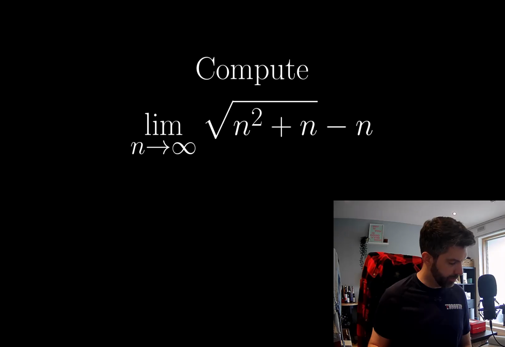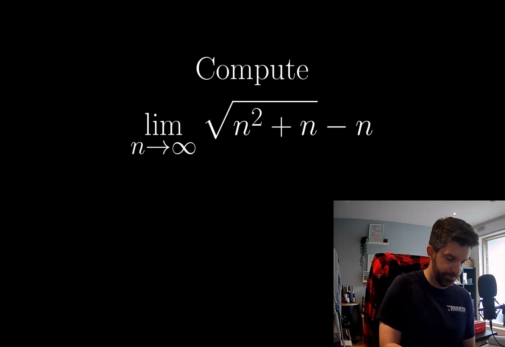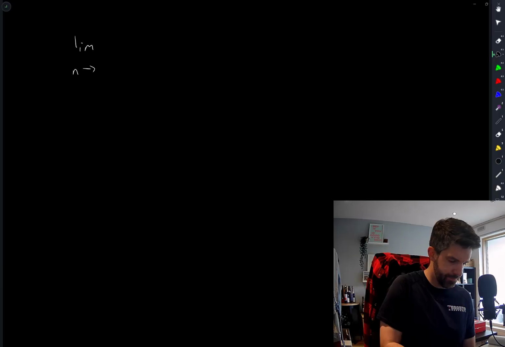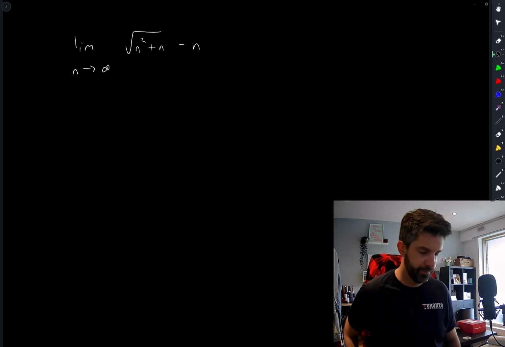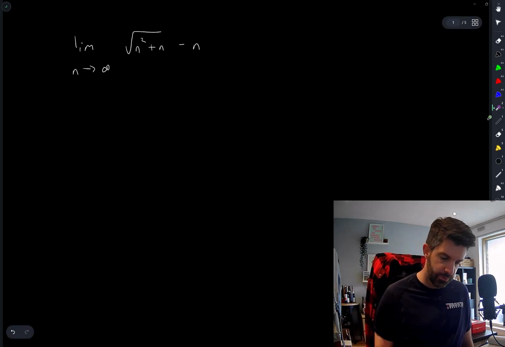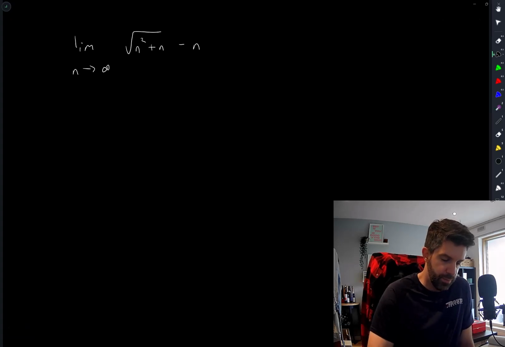Compute the limit as n approaches infinity of the square root of n squared plus n minus n. Okay. When you first look at this, you might think that the limit is 0, but I know for things that look like this, that's not necessarily the case. But I don't remember what the typical techniques for computing something like this are.